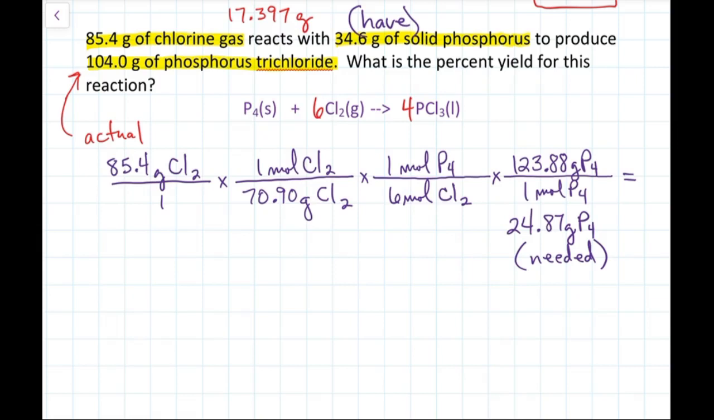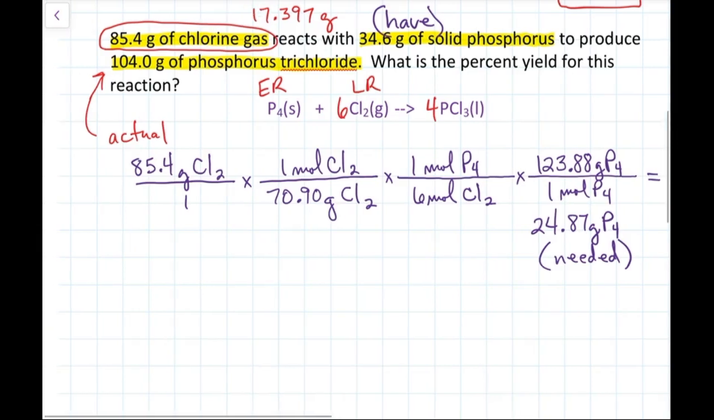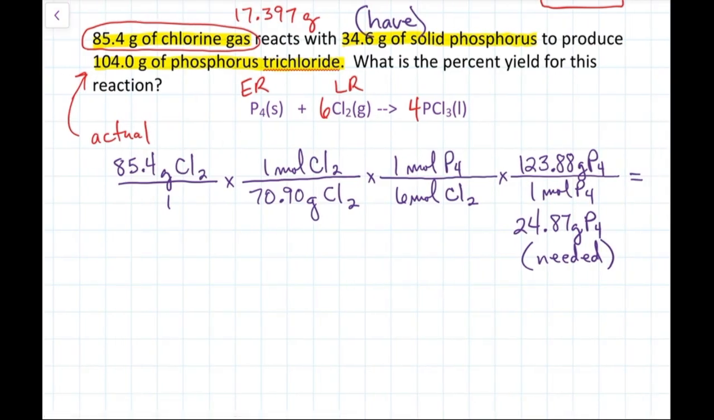So I'm going to label that somewhere. I'll just do it here in the problem. So I'm going to say ER, and that makes chlorine my LR. Okay, so I just found my limiting reactant is 85.4 grams of chlorine gas. So that's what I did first. And I should have labeled this. This is essentially step 1.